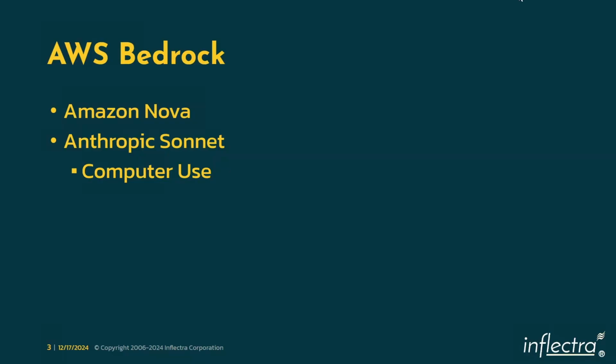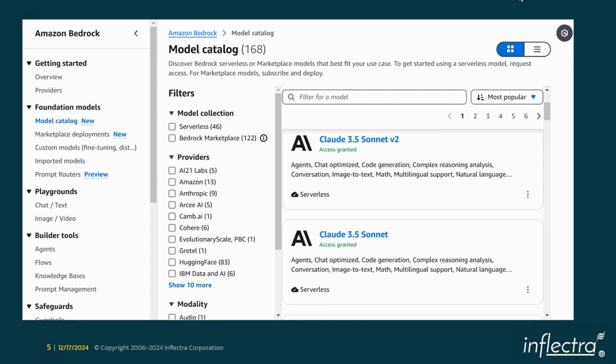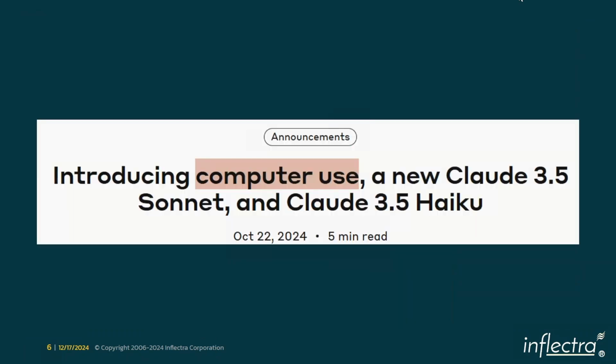Inflectra is further strengthening its integration with Amazon Web Services by adding support for generative AI models available through Amazon Web Services Bedrock. This includes models from the Amazon Nova series and models from Anthropic. Notably, one of the Claude Sonnet v2 models features a unique computer use capability, and Rapise is fully equipped to support it. We will demonstrate it later in this video.